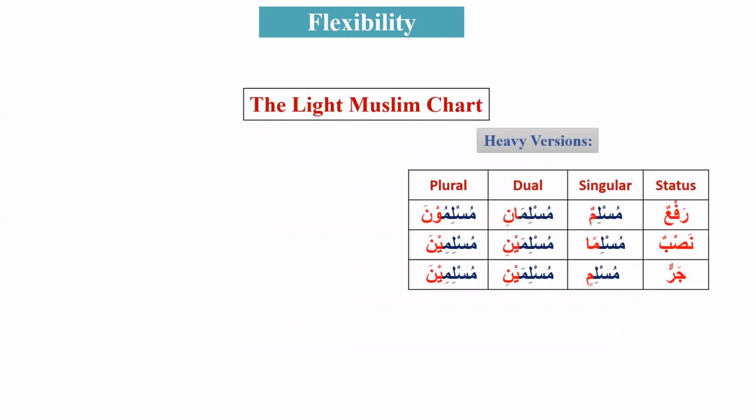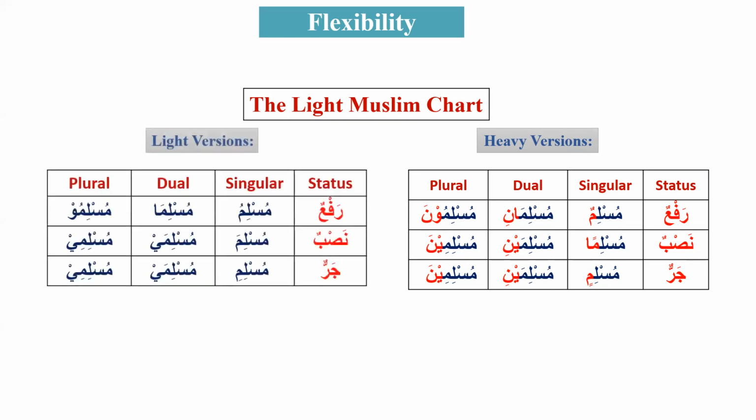And the other thing I wanted to remind you of is the regular Muslim chart. All the words are heavy. We know this already. So Muslimun, Musliman, Muslimin, they're all heavy. Muslimani, Muslimaini, Muslimaini, Muslimuna, Muslimina, Muslimina. All these words are heavy. And how do we make them light? We remove the noon sound.